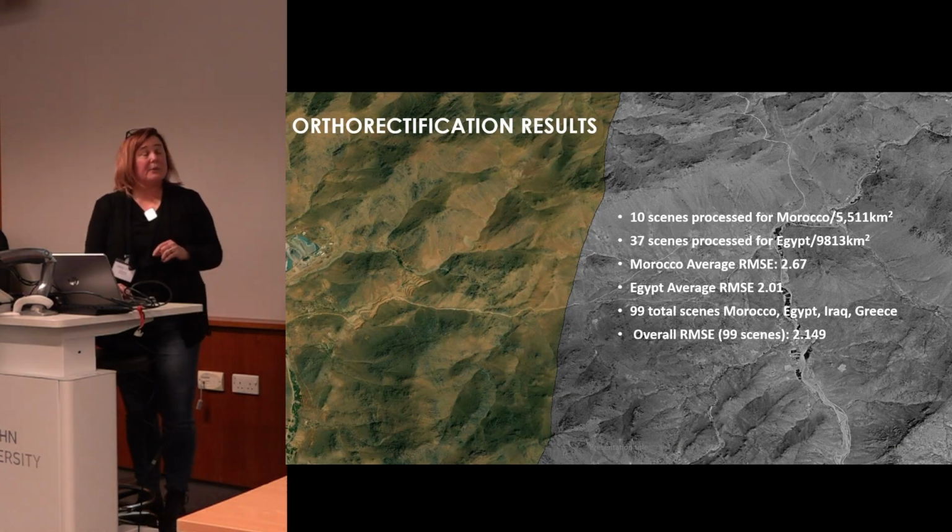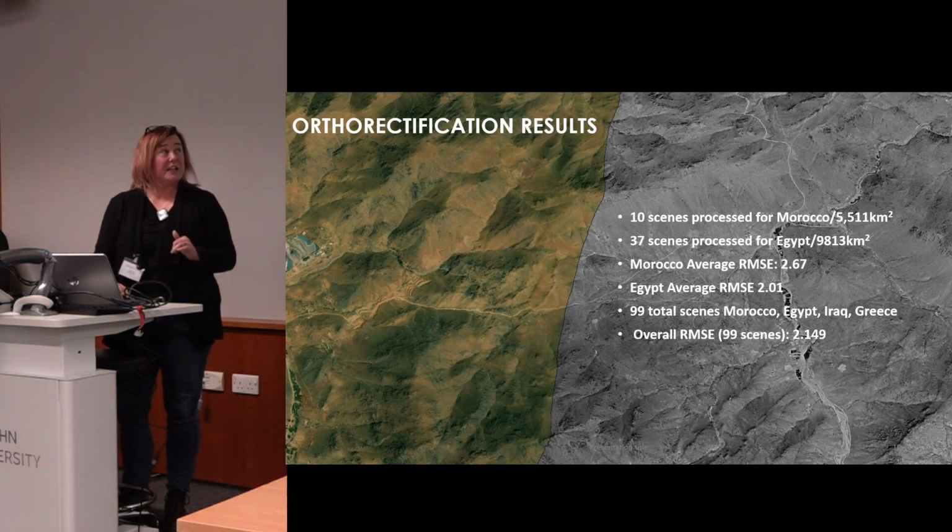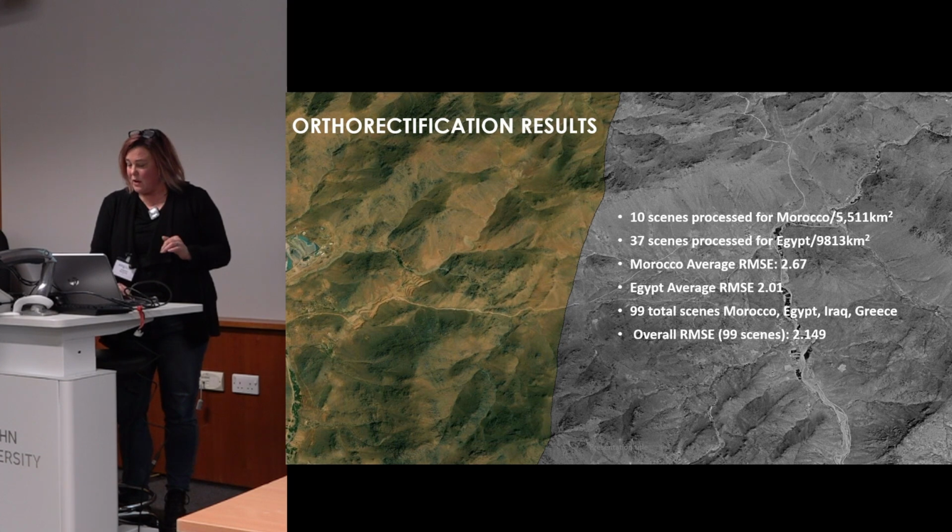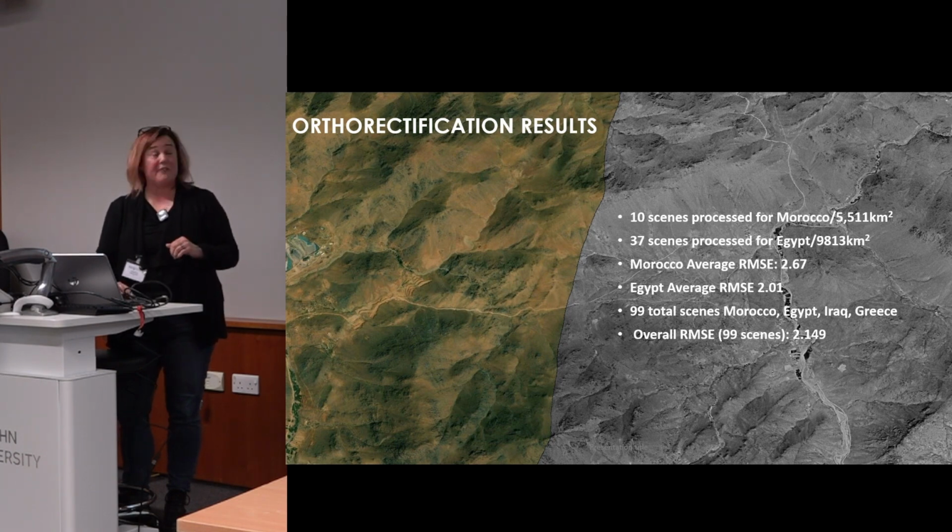So over the past couple of years, I've processed nearly 100 Hexagon scenes in Morocco, Egypt, Iraq, and Greece, all with good accuracy. Of course, expansive areas with significant topographic variation will usually have higher error, while flatter areas will have a lower error.